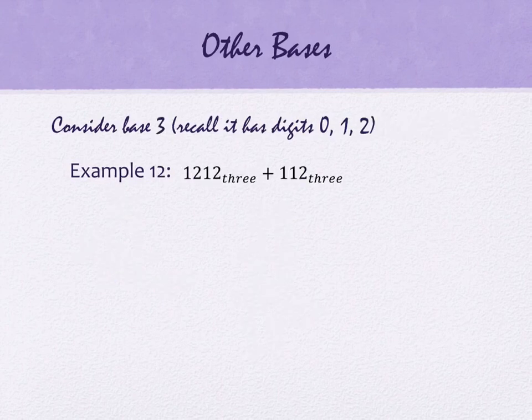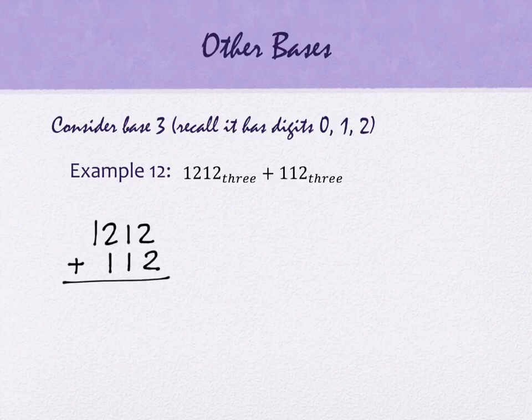All right, let's take a look at base 3. Base 3, we just don't have a lot to work with, 0, 1, and 2. And we're adding the number 1, 2, 1, 2, base 3, and 1, 1, 2, base 3. So standard algorithm, 1, 2, 1, 2, plus 1, 1, 2. We'll start in the 1s column. 2 plus 2 is 4. But in base 3, I break it into groups of 3. How many groups of 3 can I make out of 4 units? One group of 3, so 1 gets regrouped. And how many are left over? 1.